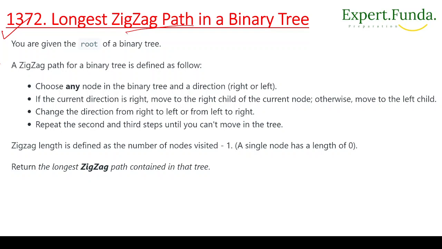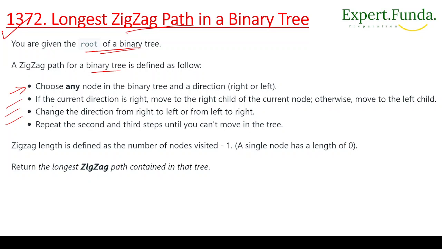Given a root of a binary tree. What do we have given? We have given the root of a binary tree, and the zigzag path for the binary tree has 4 points, actually. The first says: choose any node in the binary tree and a direction, left or right.